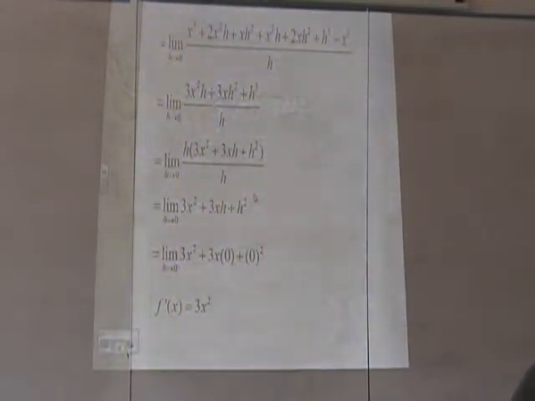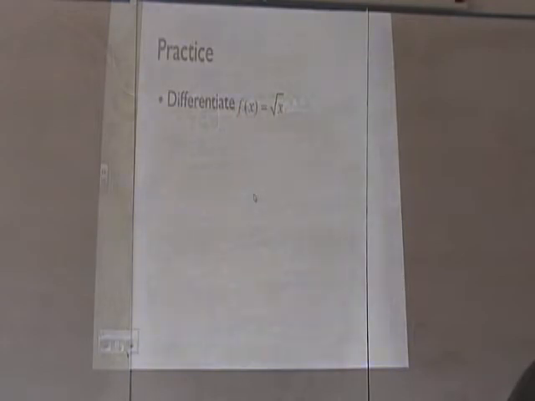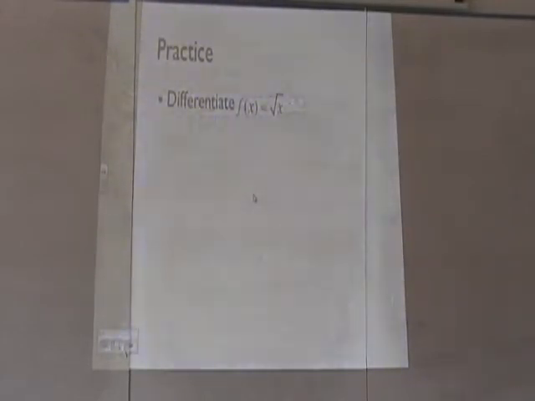Any comments? Okay, try this. Do the same thing. So this is going to be your answer. Keep working, but let's see. It's going to be 1/2 x to the negative 1/2, so it's going to be 1 over 2 root x. So that's your answer right here.